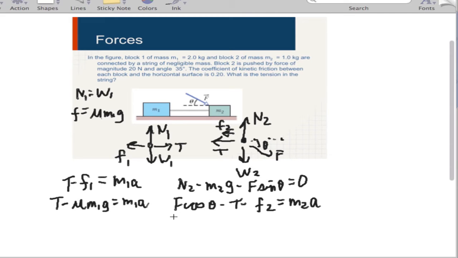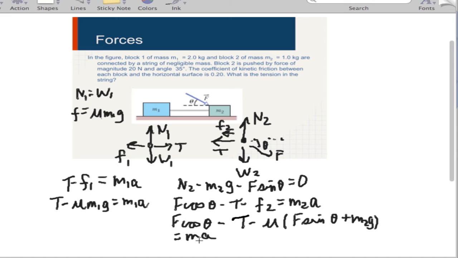And when I actually simplify here, I'm going to get F cos theta minus T minus mu, and now I have the normal force, which is going to be F sine theta plus m2g. And that whole expression, which I think I want to move over just a little bit so that we can read this solution later, is going to be equal to m2 times a.